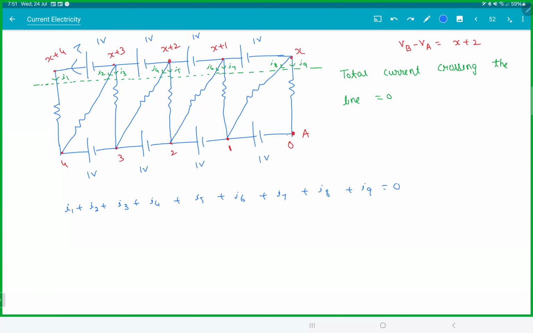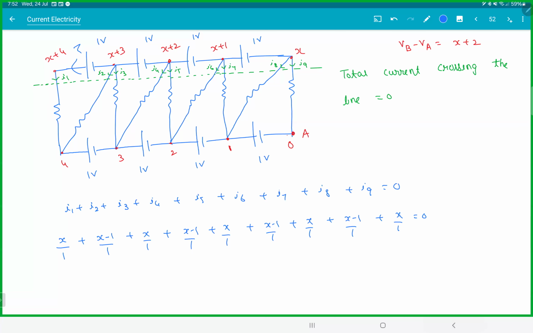So then you're done. So what is I1? Potential difference? X plus 4 minus 4, so that is x by 1. What is I2? X plus 3 minus 4, so that is x minus 1 by 1. I3 is x by 1. I4 is x minus 1 by 1. I5 is x by 1. I6 is also, I think it is all coming like this only. I8 is x minus 1 by 1 and x by 1.